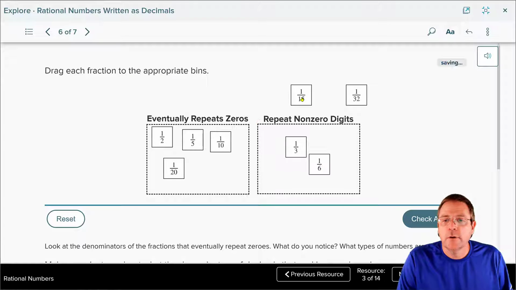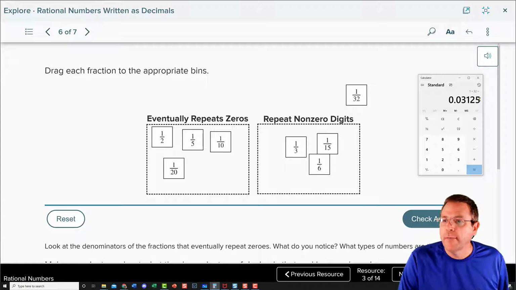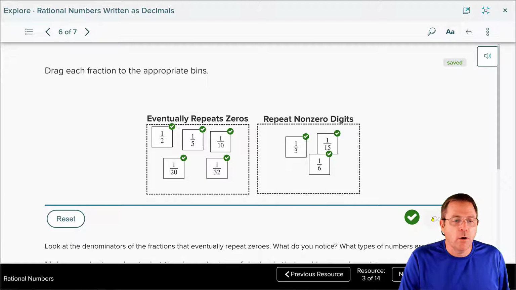So that's going to go here, that's going to go here. And the last one we need is 1 divided by 32. And that one terminated, that means that after that 5, you're going to have a whole bunch of zeros going on. And with that, all of our answers are going to be correct.